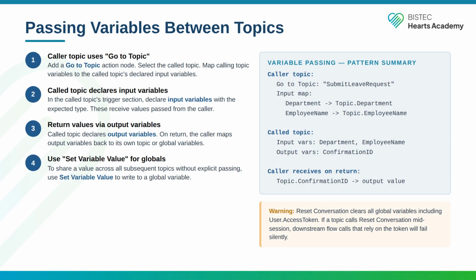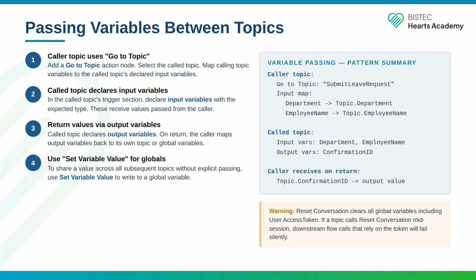When a topic's work is done and it hands off to another topic via a go-to-topic action, topic variables do not transfer automatically. They are scoped to the topic that created them and are cleared when that topic exits. Passing values between topics requires explicit variable passing through a declared input and output interface. The pattern has 4 steps.